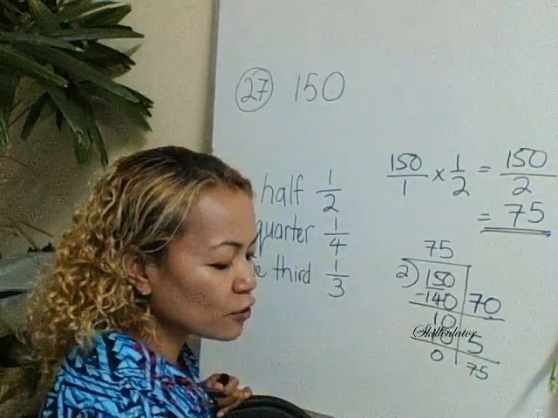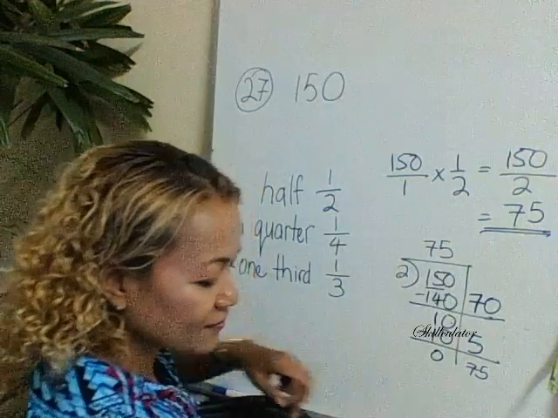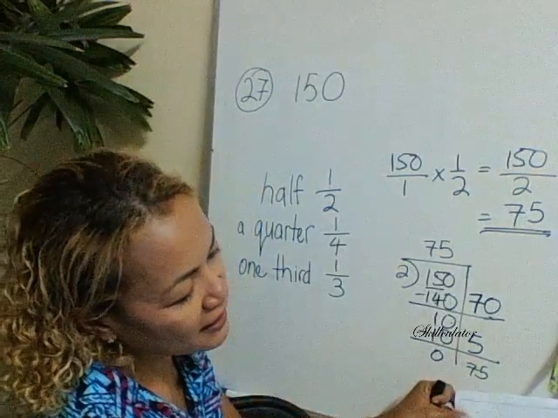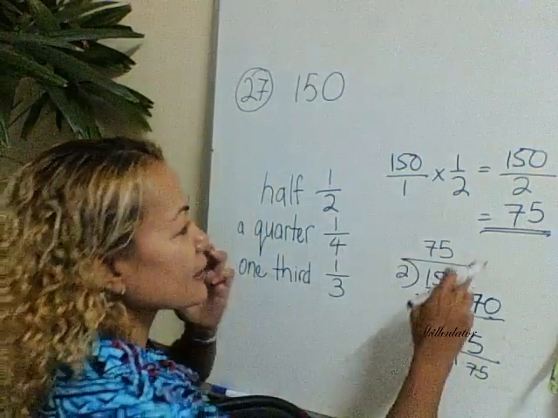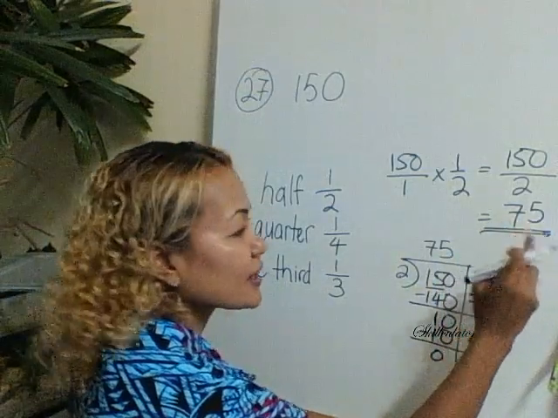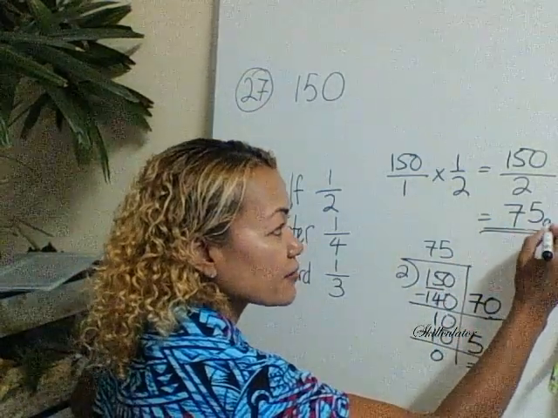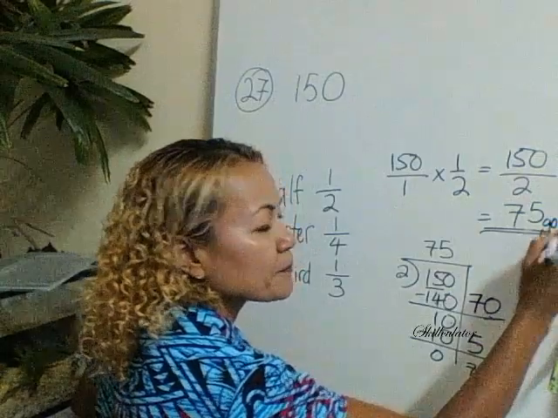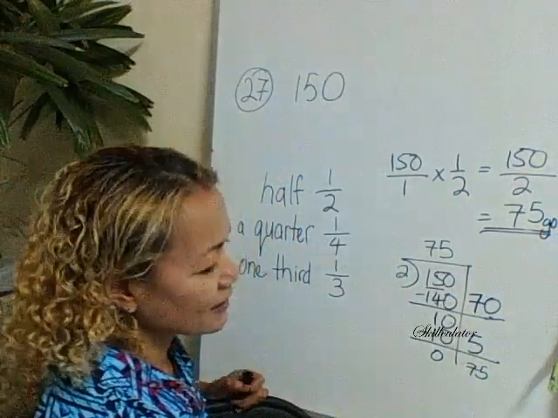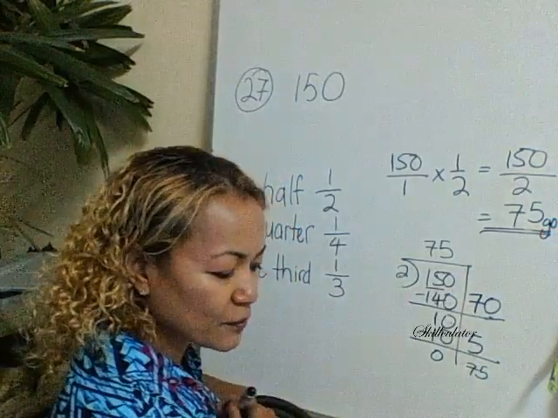So how many goats did he give? Check the question again. How many goats did he give away? 75. I don't know whether you want to say also 75 goats. But 75, I think, is adequate.